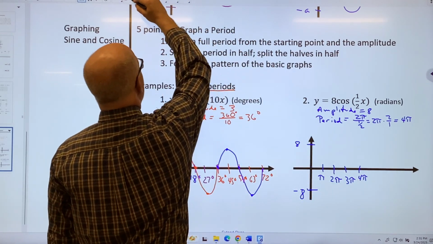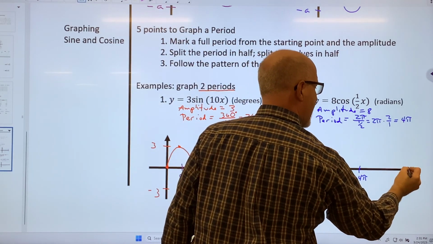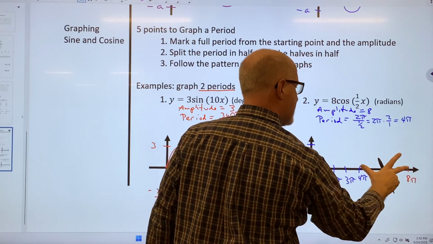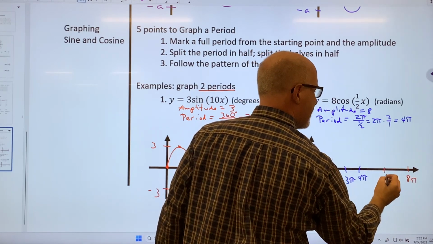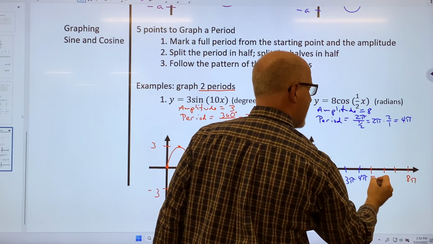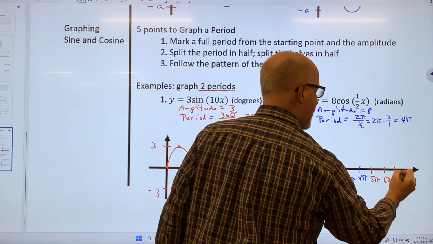I'm going to lay out the second period here. So I'm going to go out to 8 pi out here, the same distance. Split that in half. Each of these, so that will be 5 pi, and I'll have 6 pi, 7 pi, and then 8 pi.